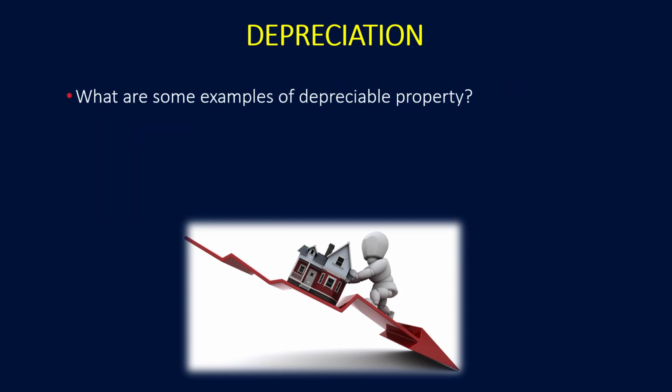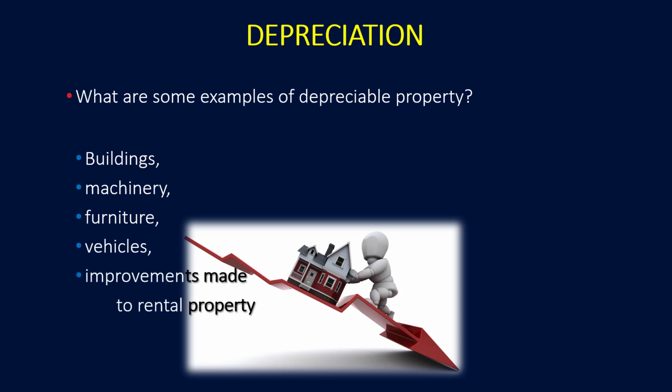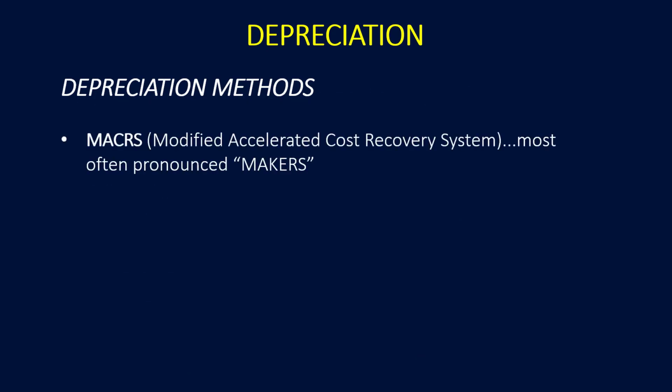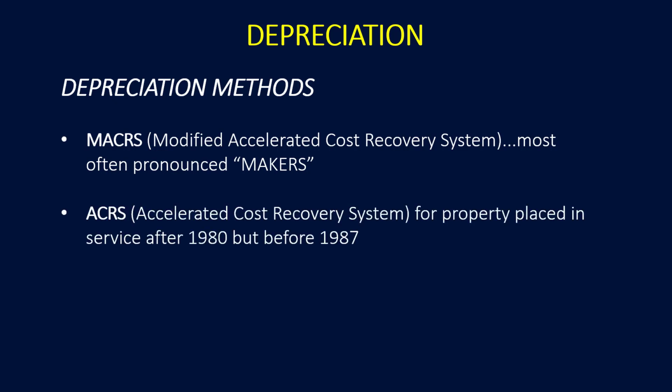So what are some examples of depreciable property? Buildings, machinery, furniture, vehicles, improvements made to rental property. So what do we mean when we say depreciation methods? Well, the Modified Accelerated Cost Recovery System, most often pronounced MACRS, is one of the methods. Began in 1986. There's ACRS, Accelerated Cost Recovery System, and this is for property that's placed in service after 1980 but before 1987. And there's straight line depreciation.